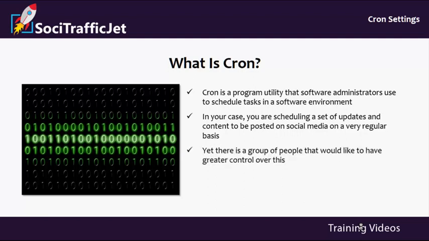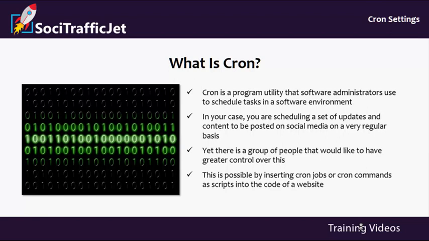Yet, there is a group of people that would like to have greater control over this and to also be able to program more flexible, but at the same time more complex schedules. An example of this could be people that would like to schedule blog posts to be directly fed to social media and then to Social Traffic Jet to be automated.